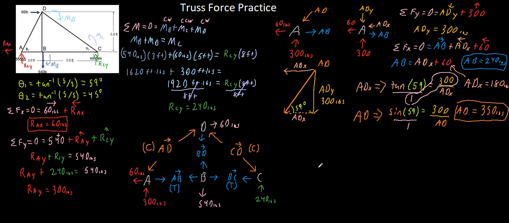So the next thing we're going to do is basically the exact same thing we did before on joint A, but with joint C. Let's start by redrawing our free body diagram at joint C, with of course CD, which is going down and to the right. Then we've got an upward force of 240 pounds, pushing up. And then we've got a leftward force, BC, on joint C as well.